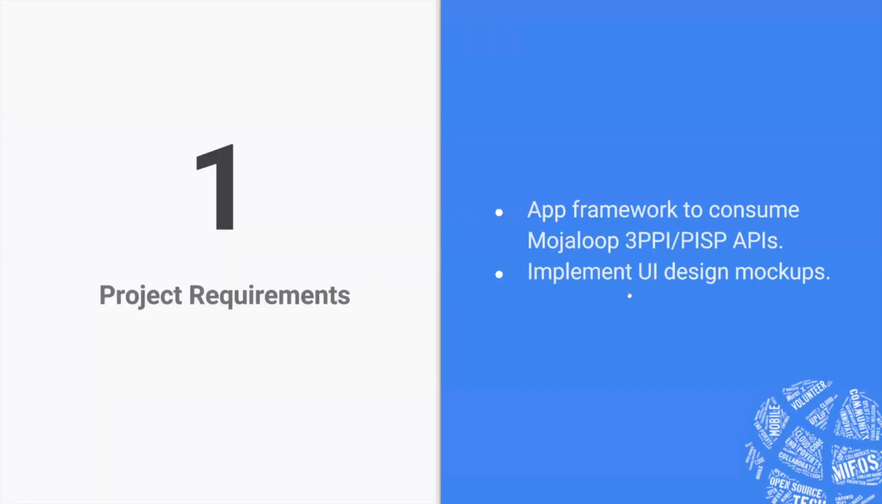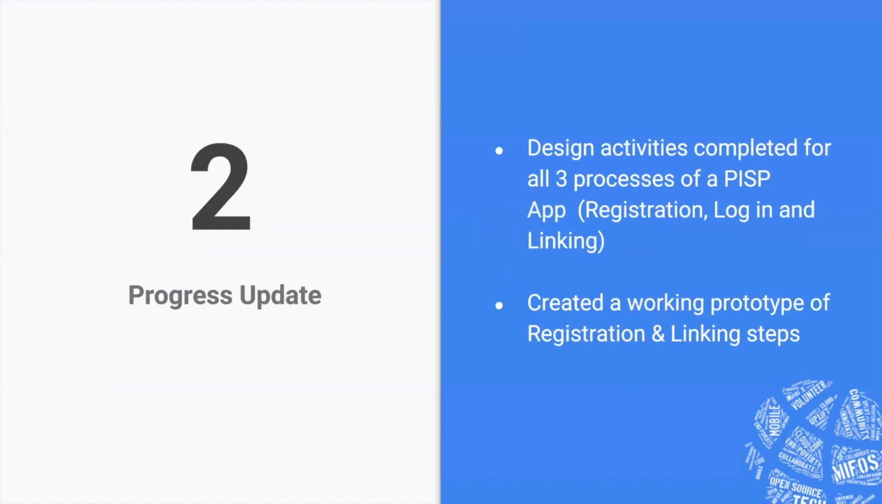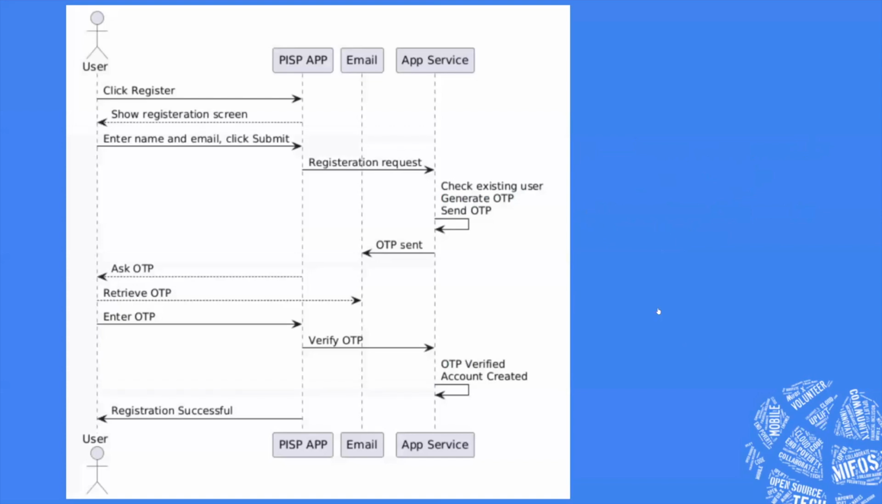I have added, very briefly, the project requirements: an app framework to consume Mojaloop 3PPI PSP APIs and implement a UI design mockup. Progress is that I have designed all the activities completed for all the 3 processes of PSP, and created a working prototype of registration and linking steps. So this is the first flow. This is the registration part, as you can see, with the PISP app and app service.